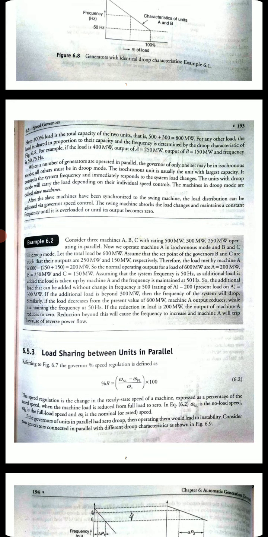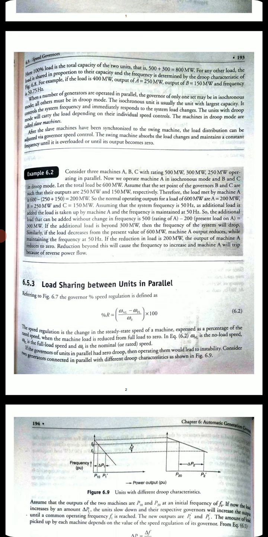Let us go with the load sharing between the units in parallel. The percentage regulation R is defined as omega NL minus omega FL divided by omega naught. Here the regulation, the change in the steady state speed of the machine, is expressed as a percentage of the rated speed. Omega NL is the no load speed, omega FL is the full load speed, and omega naught is the nominal or rated speed. Okay, if the governors of units in parallel had zero droop, then operating them would lead to instability.